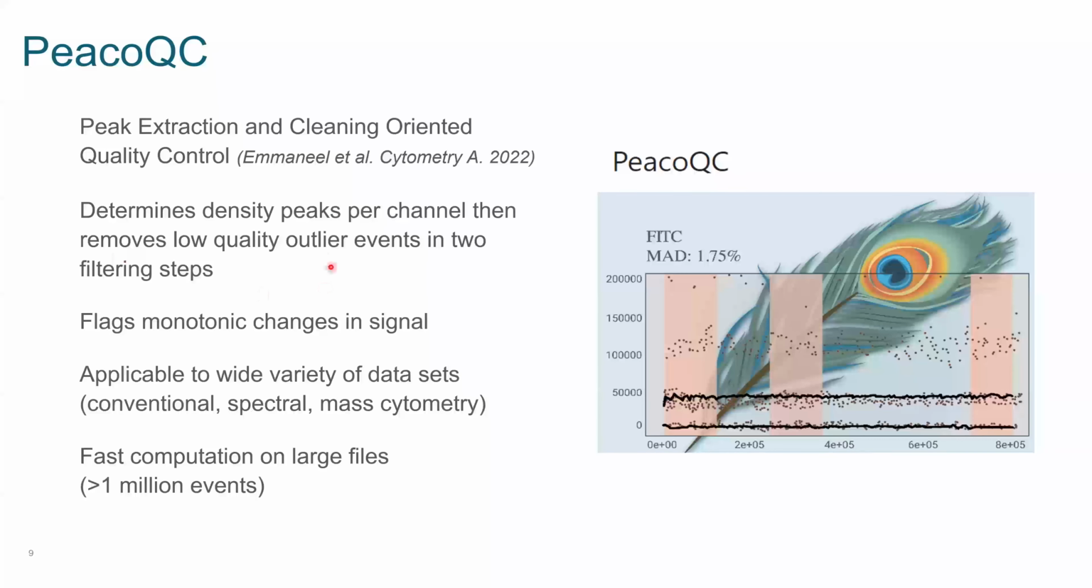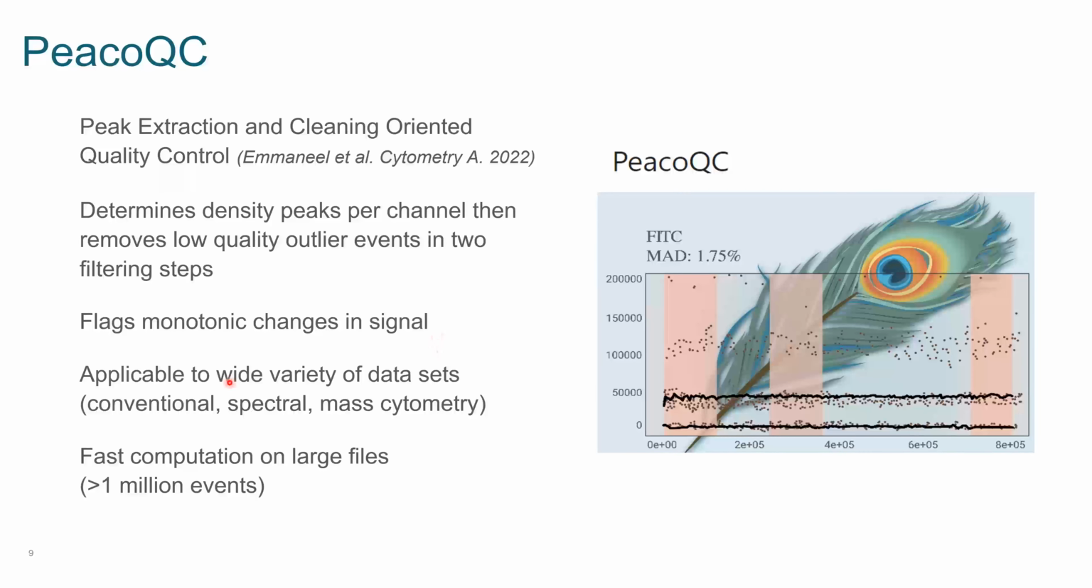So in addition to removing these low quality outlier events, based on basically their deviation from the rest of the data's peaks, it also flags for monotonic changes in signal, right? So we might have a situation where we don't necessarily have a temporary shift in signal, but over time we can see the signal gradually increasing or gradually decreasing. And we'll see some examples of that in a second. And it doesn't remove these regions, but makes you aware that they are present and for which parameter they're present.